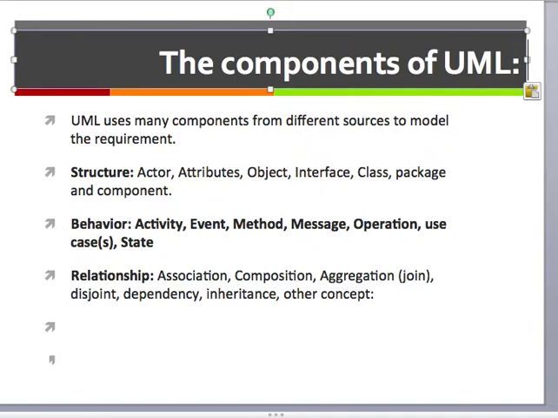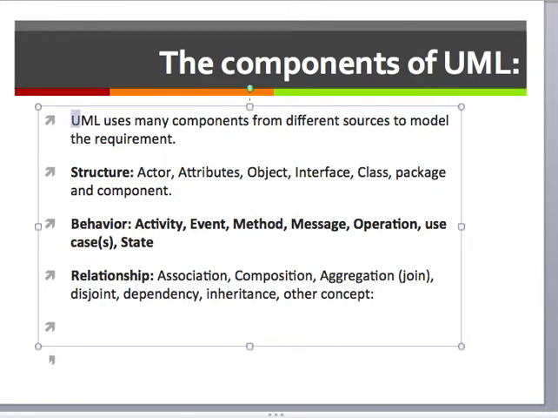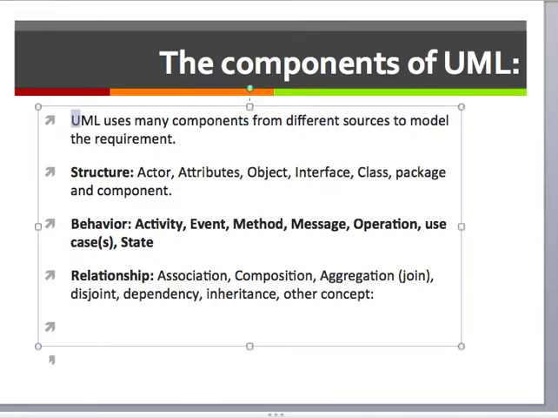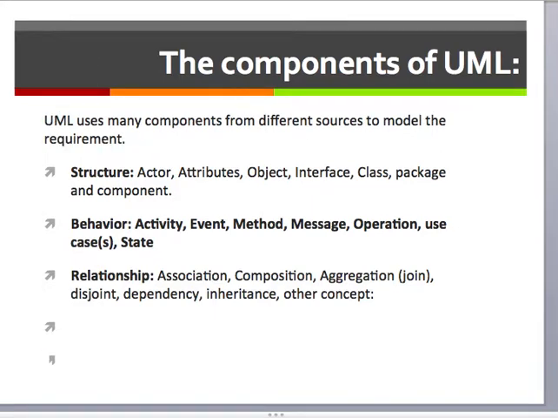There are various components. UML will use many components from different sources or the model of the requirement. Okay, so in this case, if you are looking at a structure, what is a structure? For that you will have the actor. Actor again is a person, or it could be a system. Anyone who interacts with the system is a person. For example, the system also interacts with other systems automatically based on certain business rules.